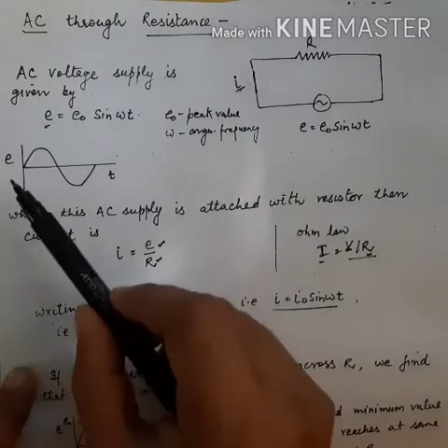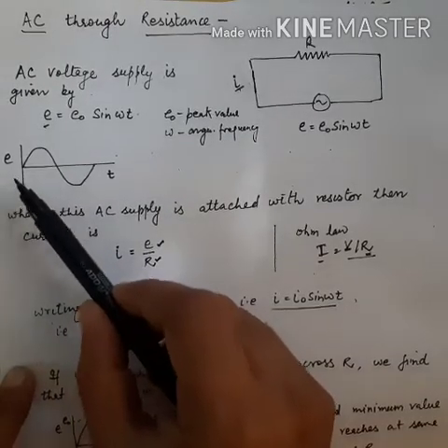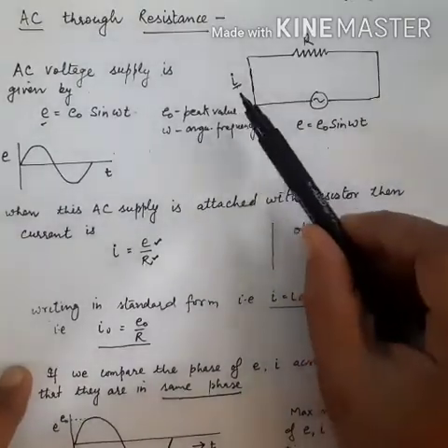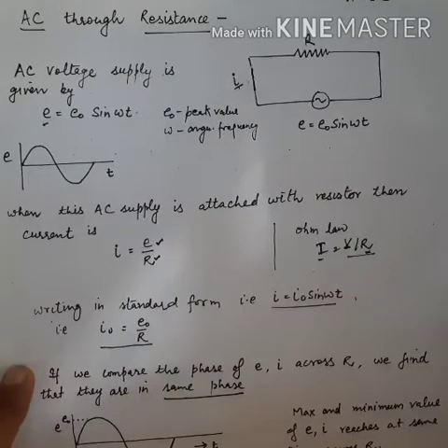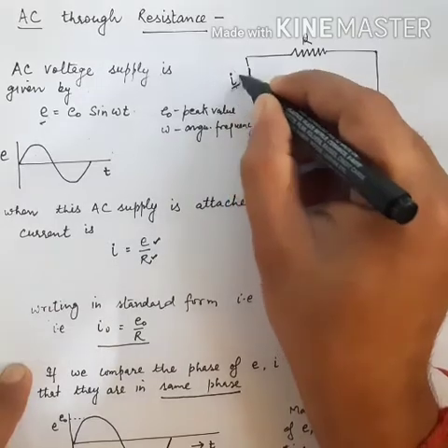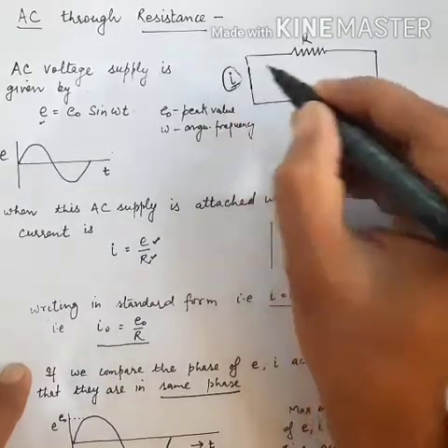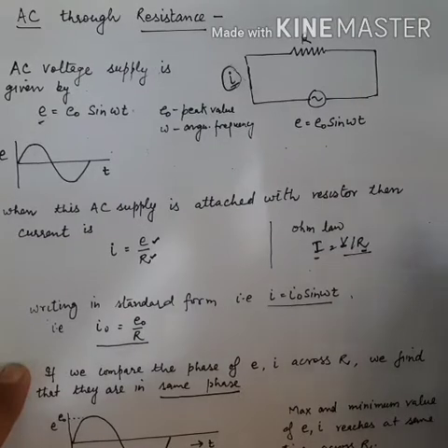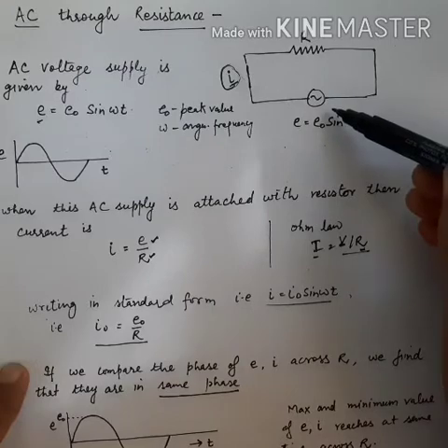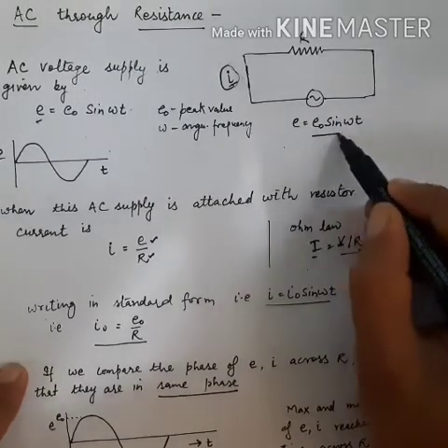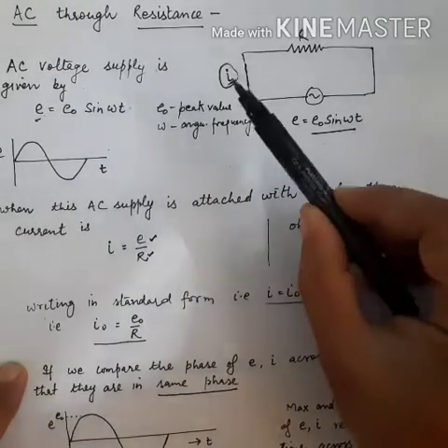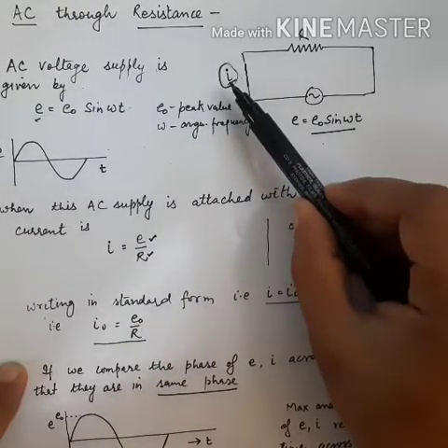So when a changing EMF is fed through this resistor, then the current will also change. I want to calculate what should be the value of current at different instants of time. For that, I consider this resistor having resistance capital R and an AC power supply, which is represented by E naught sine of omega t. Let I be the current at any instant.